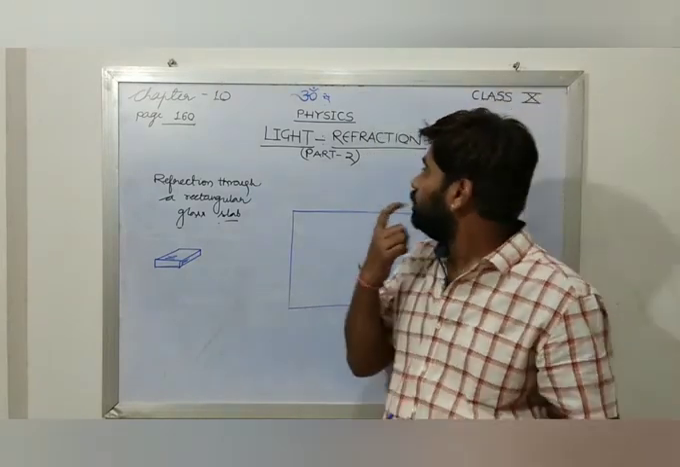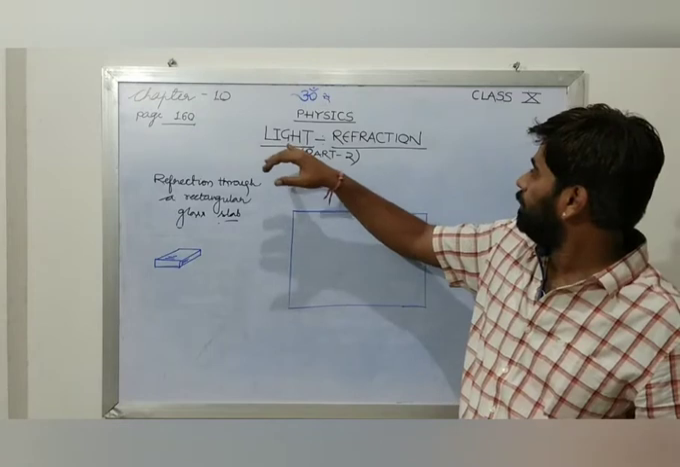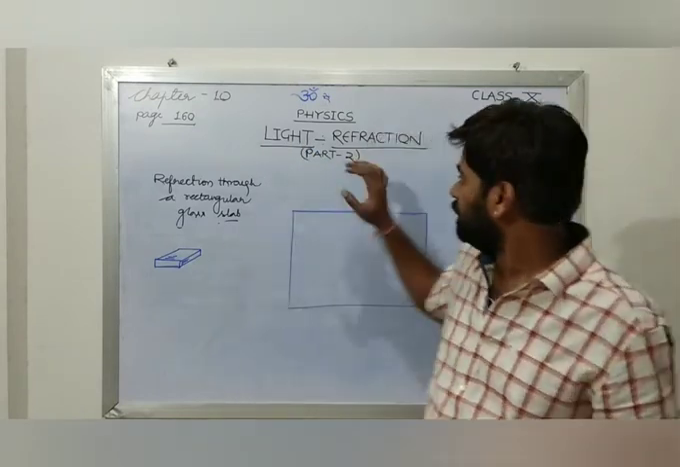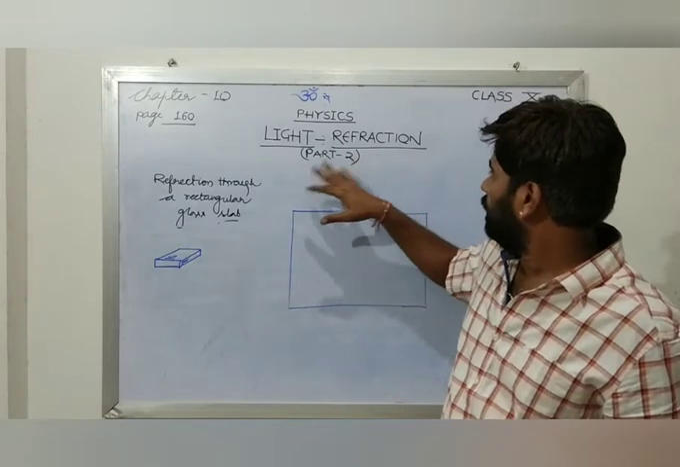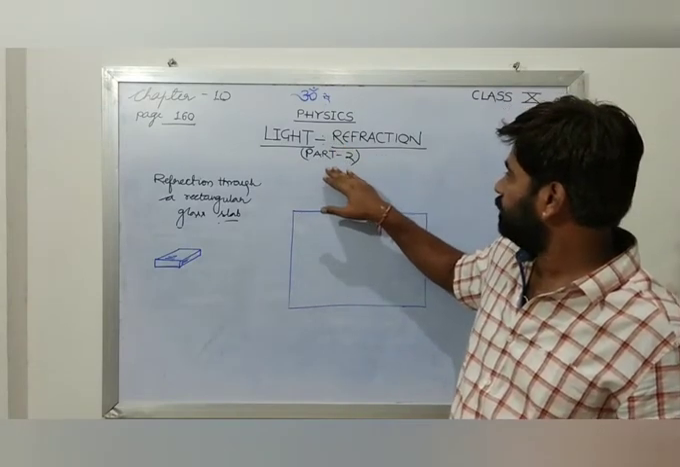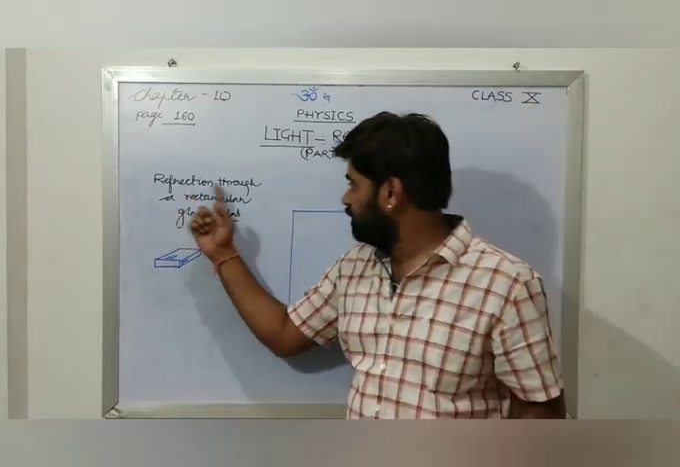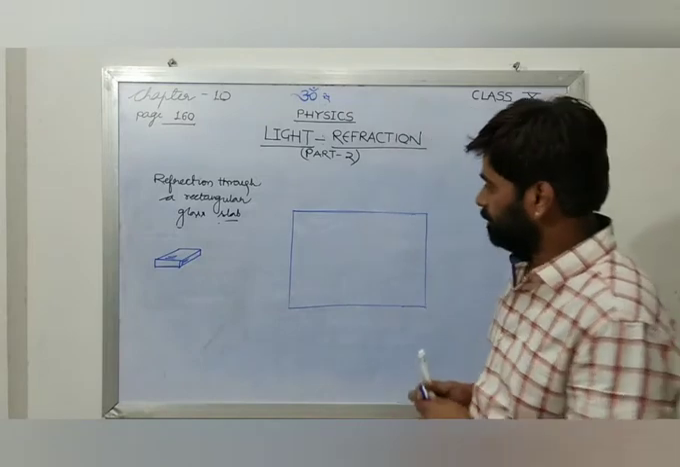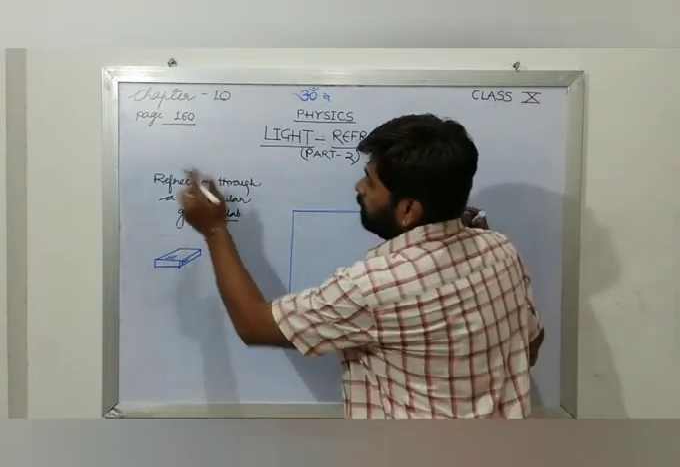In our previous video, we discussed light refraction. That was the basics of refraction. Now this is part 2 for refraction. In this video, we are going to see refraction through a rectangular glass slab. So let us begin with the very first thing.